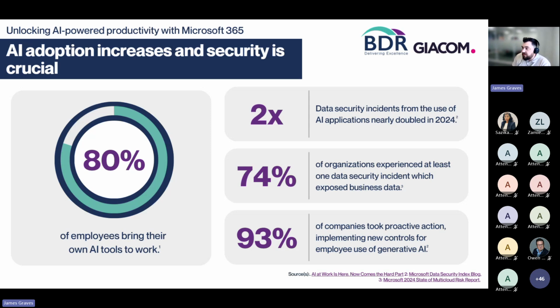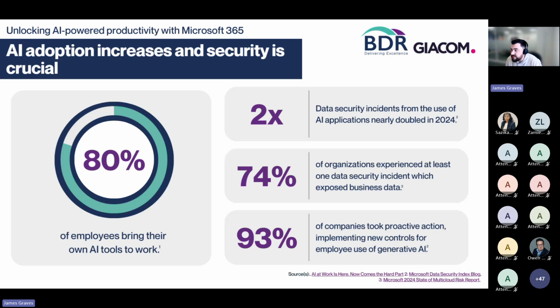Right hand side, a few more stats for you there. 2 times in terms of the data security incidents from the use of AI applications, nearly doubled in 2024. So the amount of data security incidents doubled year over year from 2024 into 2025, which means a whole host of people have to report themselves for various different infringements of data security. And again, depending on what type of data that was, it can come with other consequences. Think of things like punitive fines that come from things like GDPR and the like.